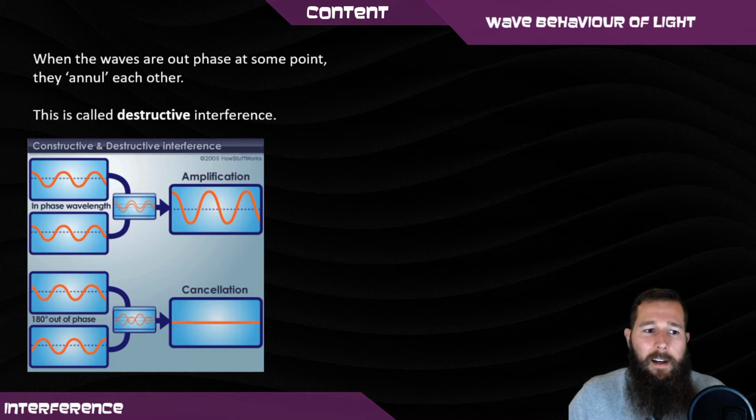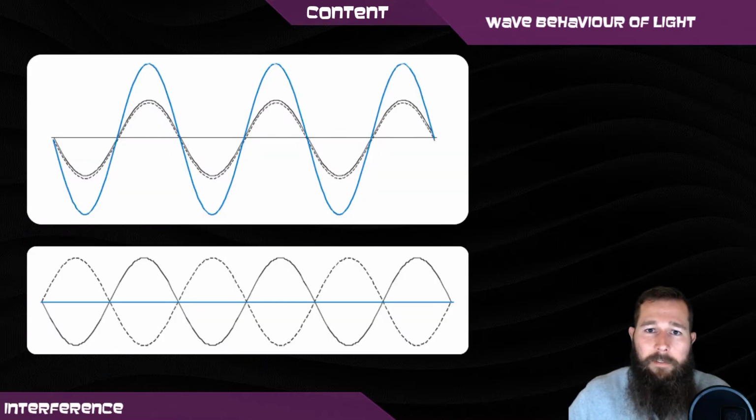When the waves are out of phase at some point, they annul each other or cancel out. And this is called destructive interference. If they are 180 degrees out of phase, so when one emits a crest, the other emits a trough, we can see that in the bottom diagram. So that's a crest, that's a trough. A crest plus a trough equals 0, and all the way along the wave, we have that cancellation or destructive interference. Here are another couple of examples where the solid black line and the dashed black line are interfering, and the result is the blue line.